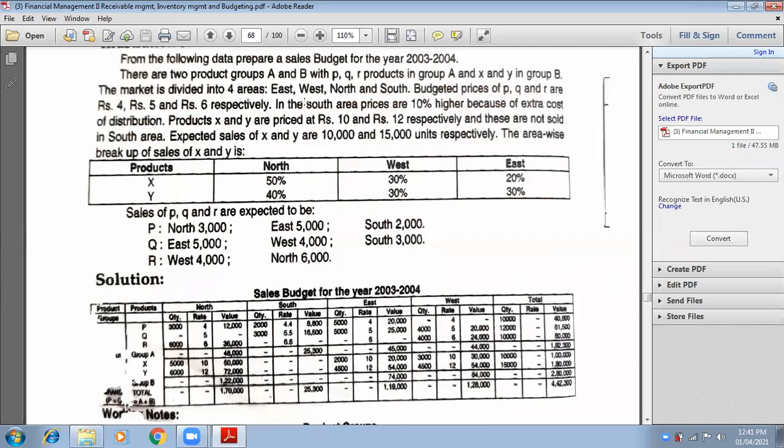Only for products PQR, in the south area you have to sell at 10% higher. You need to sell the products of PQR in the south area at the 10% higher price. In fact, products X and Y do not exist in south area. If you check for X and Y, there is no south area at all. Okay, so there is no point of confusion. So write down 4 rupees in the column of rate.